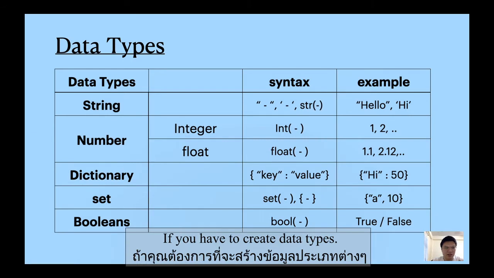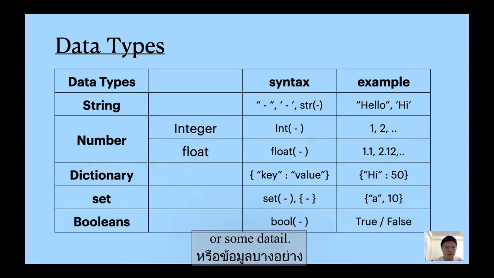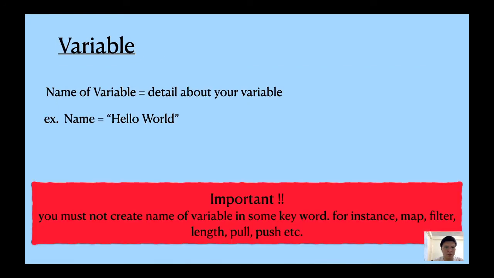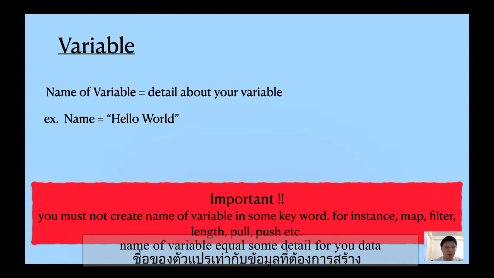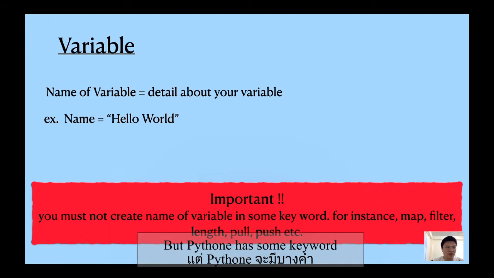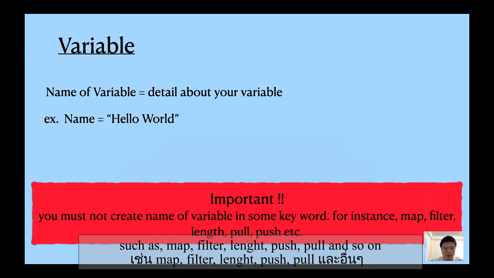If you want to create a data type, sometimes you need something to contain your data, and that is a variable. In Python, you can create a variable by writing the name of the variable equal to some detail for your data. But Python has some keywords you must not use as variable names, such as map, filter, range, push, pull, and so on.